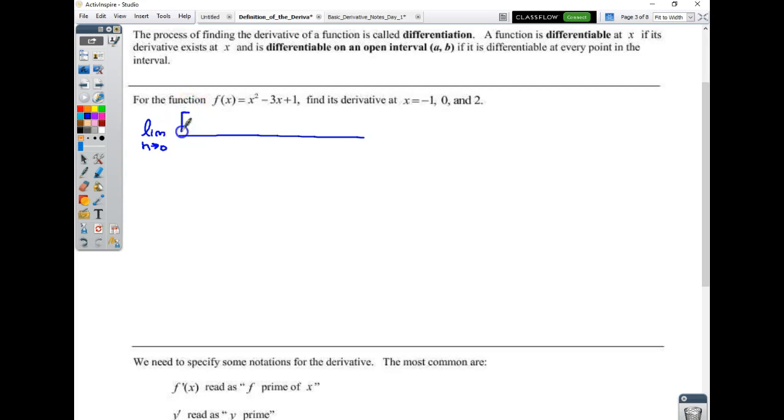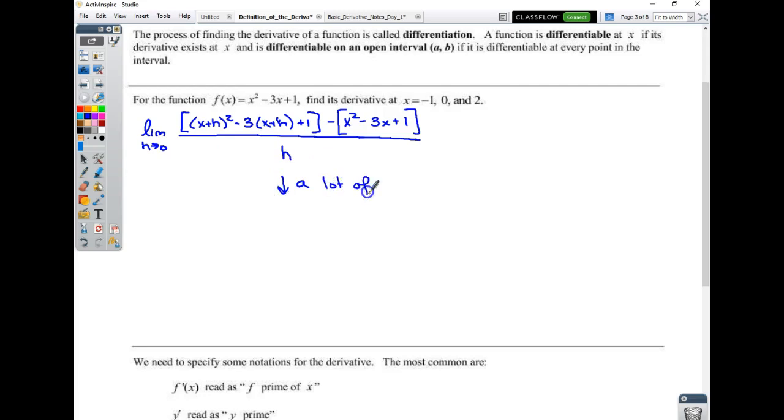So this becomes, I'm going to put a bracket so I know that I'm doing this all together, x plus h squared minus 3 times x plus h plus 1. And I'm going to subtract from that f of x. Now, I want to try to get through this as quickly as possible. So here you go. Ready? I'm going to do a whole bunch of algebra. And after I've done a whole bunch of algebra, I'm going to get this statement.